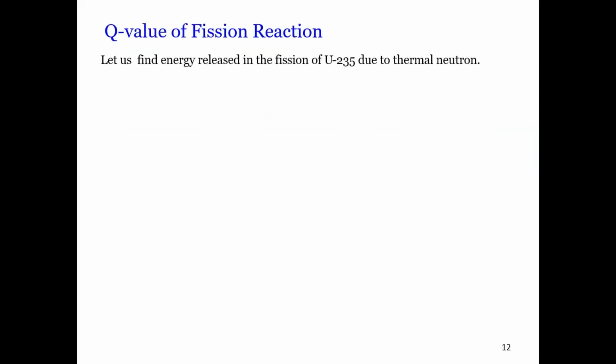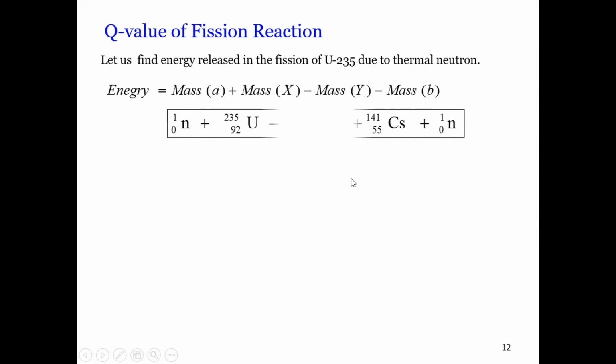Let's calculate the fission reaction's Q value and find out the energy released in the reaction. The energy is basically the mass of particle A, mass of the particle X before the reaction, and the mass of the particle after reaction Y, the mass of particle B after the reaction. In this particular case, if we choose this kind of a reaction to take place, in which a neutron is absorbed by U-235, and rubidium and cesium are the two fission fragments, and also one neutron is emitted, then this is one complete nuclear reaction.